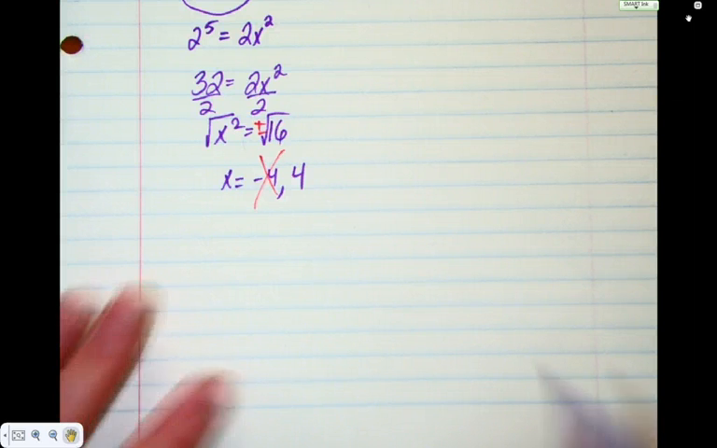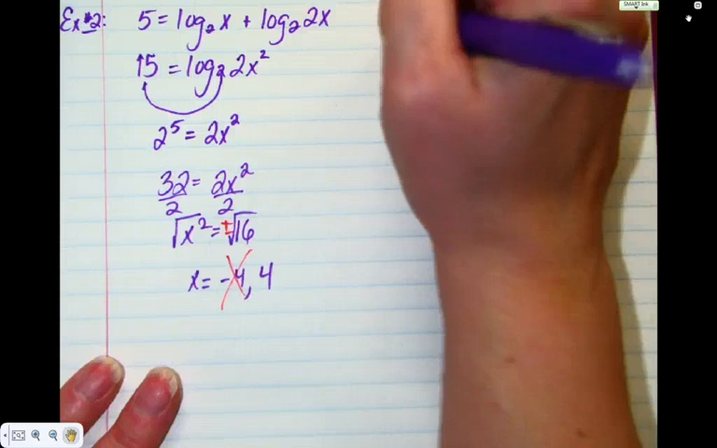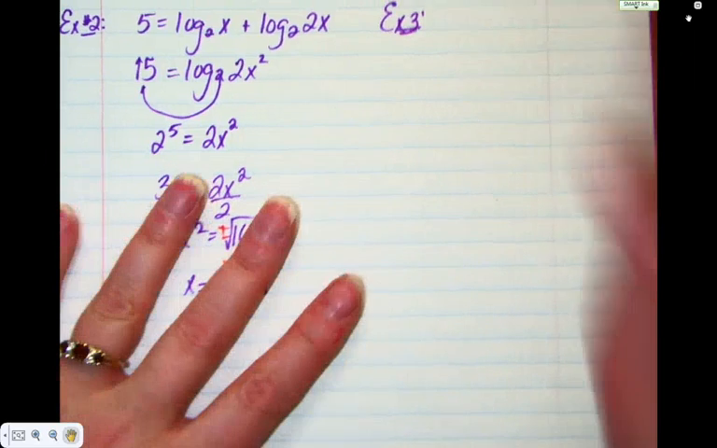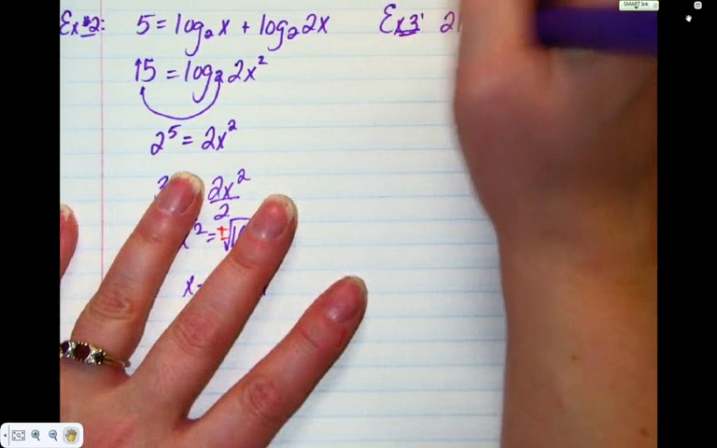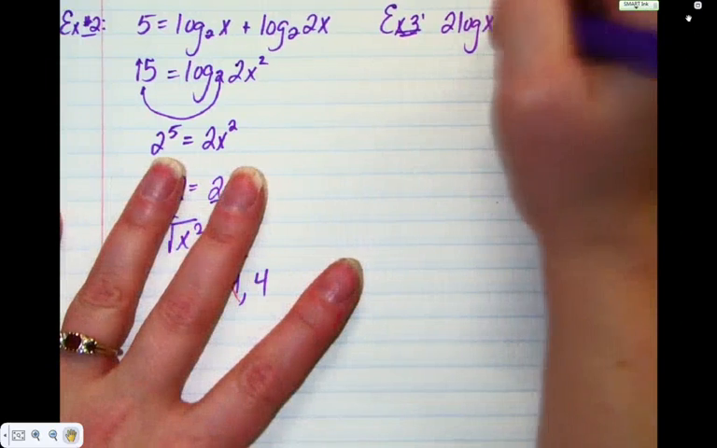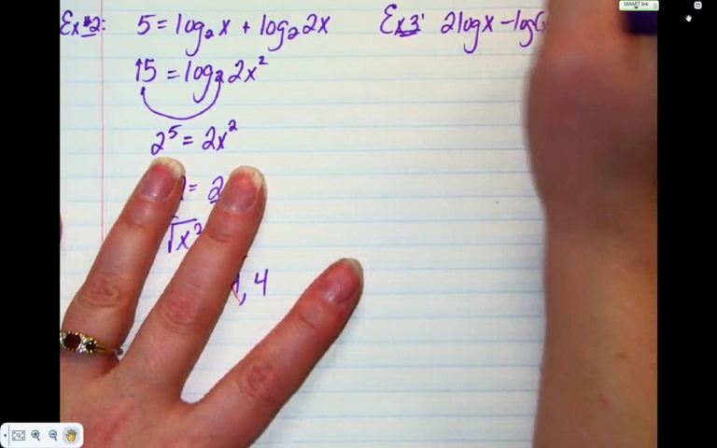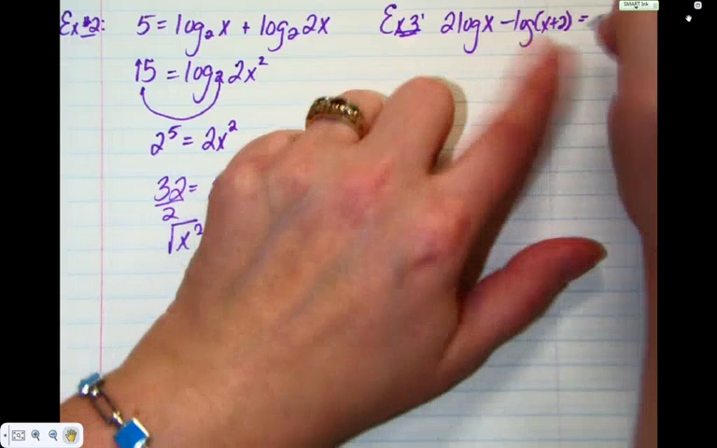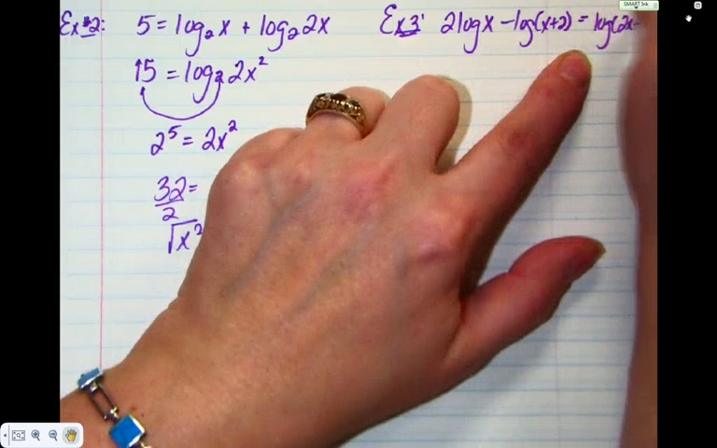How are we feeling so far on these? Yeah, they're fun because they're going to work the same way every single time. Okay, look at this one. 2 log x minus log of x plus 2 equals log of 2x minus 3.